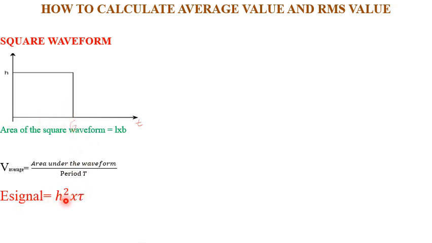Then after finding this, we just divide this. We know that the RMS value is the square root of that. So we just divide the E signal over the total period. So this is the value of our E signal. So we just do the square root of E signal over the total period. So the total period of the waveform was 6. So we just divide it by the 6 again. So that is how we calculate the average value and RMS value of a square waveform.